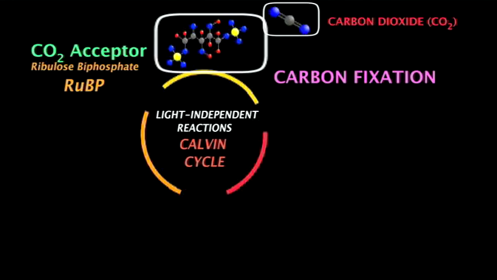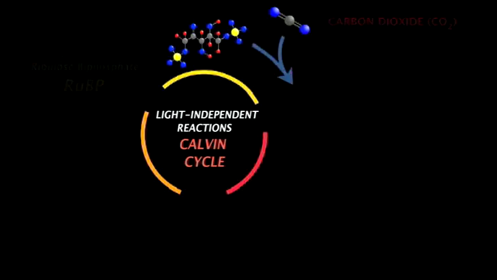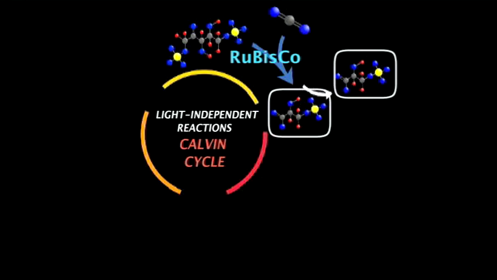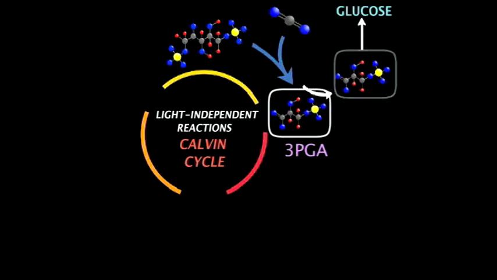This reaction, which only occurs in the presence of an enzyme known as rubisco, produces an unstable 6-carbon product that immediately splits into 2 identical 3-carbon sugar compounds known as 3-PGAs. After this occurs, one of the 3-PGA molecules exits the cycle and will be used to make glucose and other sugars. The other molecule remains in the cycle.